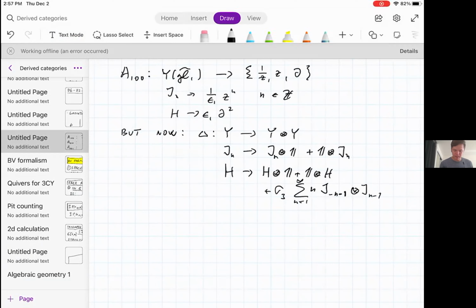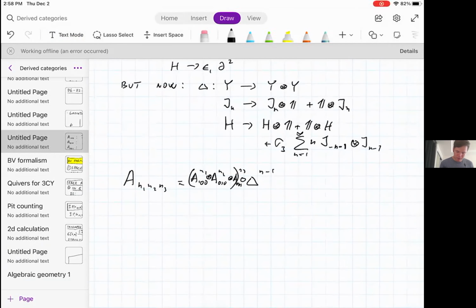Okay, and how I define this A n1, n2, n3. I define it as a composition of n minus 1 coproducts with these elementary truncations of the form 1, 1, 0, n, and 1, tensored with A 0, 1, 0, and 2, tensored with A 0, 0, 1, and 3. And you can in particular do it for the two generators.